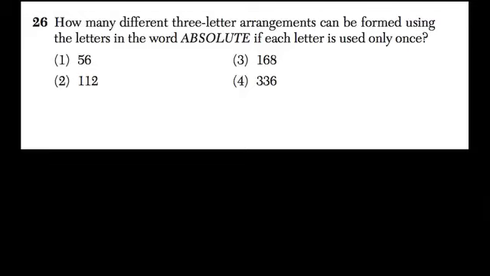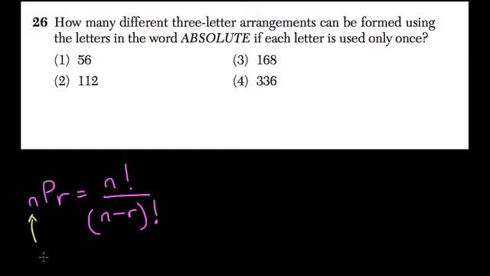Okay, so here we have a permutation question. You might remember that the formula for permutation is the following. You have nPr equals n factorial over n minus r factorial. What does all of this mean? Well, n represents the amount of stuff you have, right? And r represents the stuff you're going to choose.